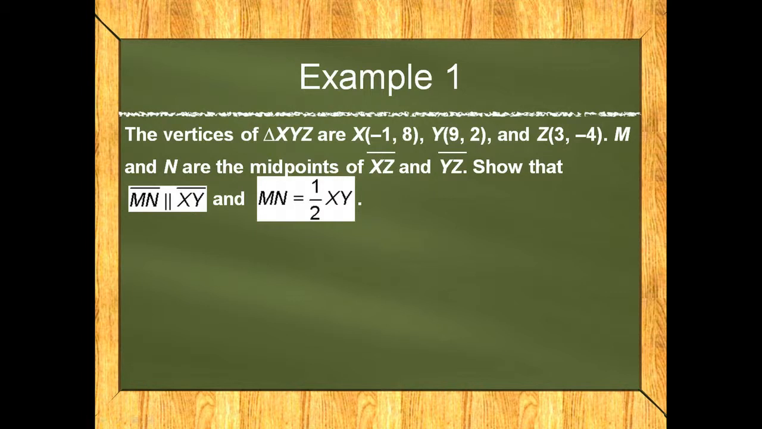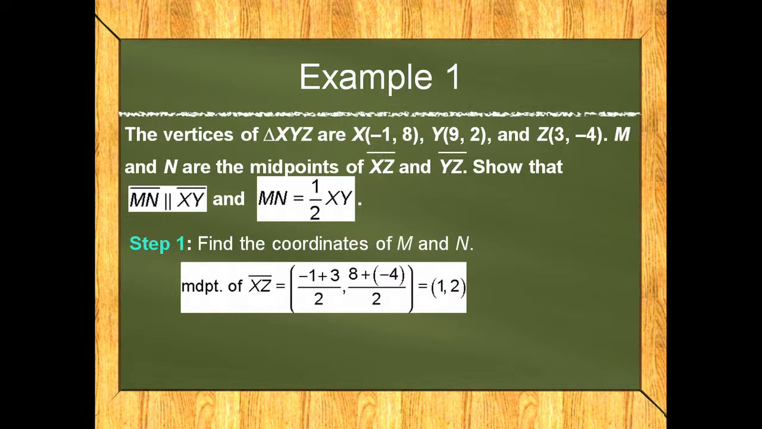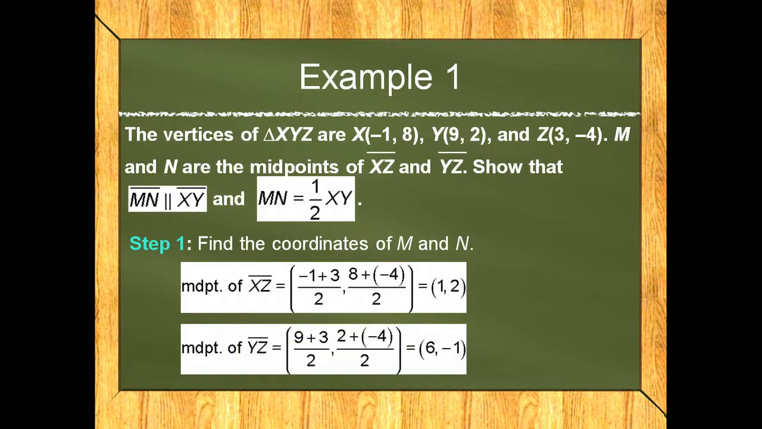The vertices of triangle XYZ are (-1, 8), (9, 2), and (3, -4). M and N are the midpoints of XZ and YZ. We want to show that MN is parallel to XY and that MN equals 1/2 XY. So step 1, we want to find the coordinates of M and N. We use the midpoint formula, and we get that the midpoint of XZ is (1, 2). The midpoint of YZ is (6, -1).